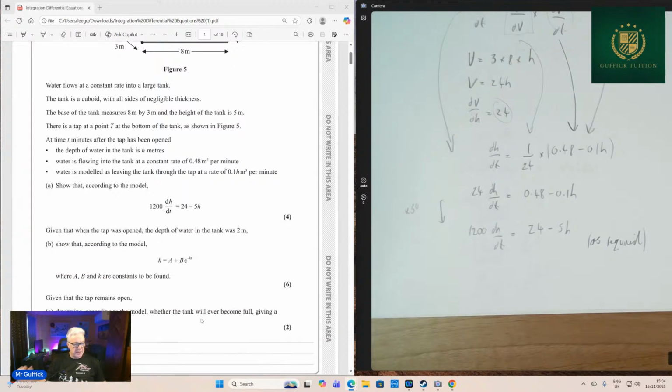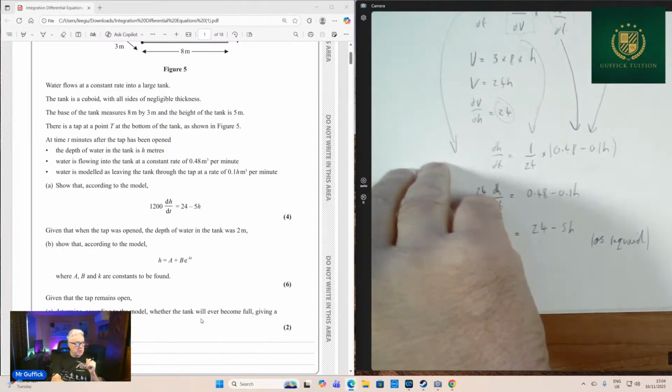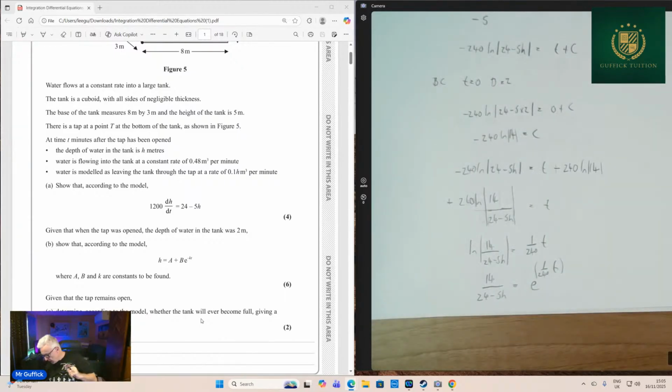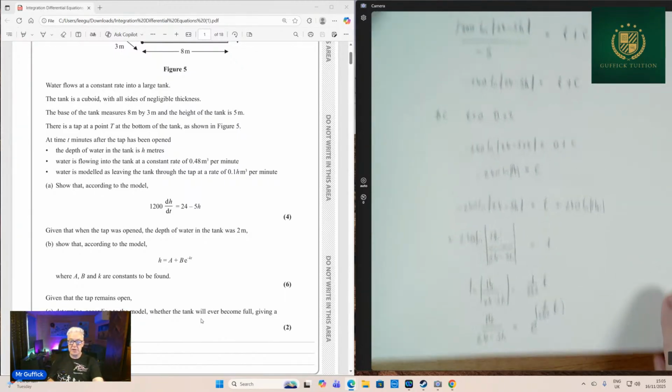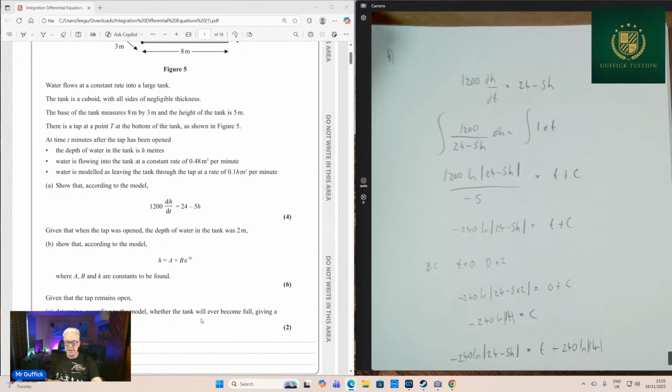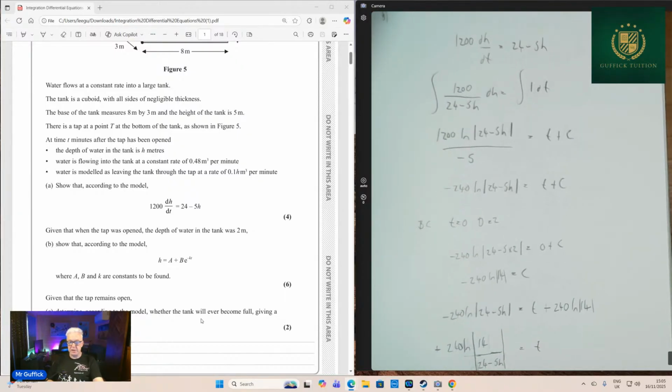Now, what's next? It says, given that when the tap was open, the depth of the water was 2 meters, show that according to the model, h is equal to that expression there. So what we've got to do now is solve this differential equation. Let's have a look and see how we're going to solve it. So here's our expression.